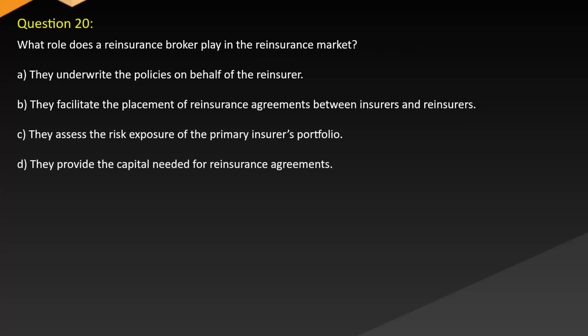What role does a reinsurance broker play in the reinsurance market? A. They underwrite the policies on behalf of the reinsurer. B. They facilitate the placement of reinsurance agreements between insurers and reinsurers. C. They assess the risk exposure of the primary insurer's portfolio. D. They provide the capital needed for reinsurance agreements.